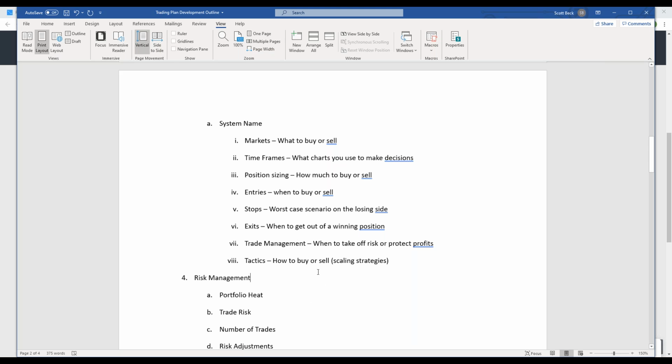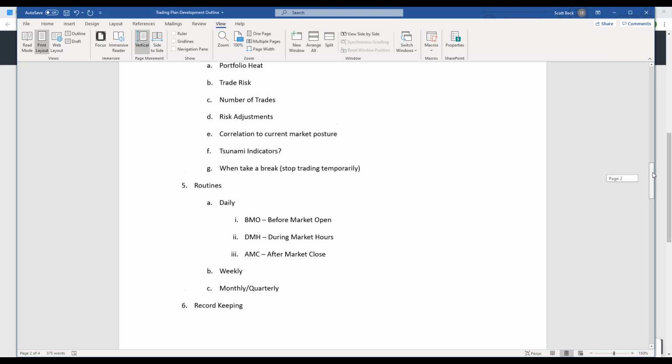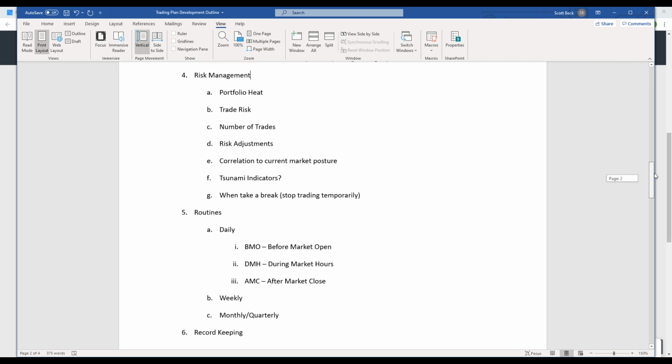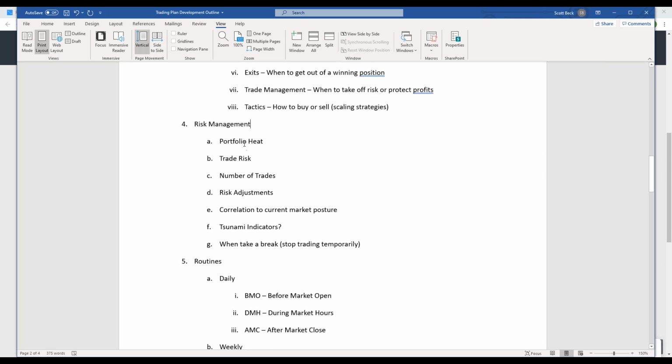Let me know. Risk management. It's so important. It gets its own category. We know that risk management falls here as well, right? On an individual trade basis, but risk management. So what are we talking about? Number one, portfolio heat. How much risk are you willing to take total at any given time? That's important. So that would be something I would control according to market conditions.